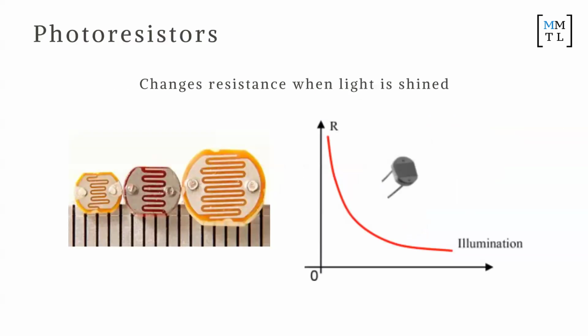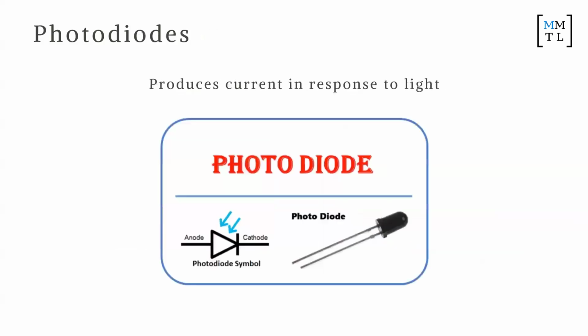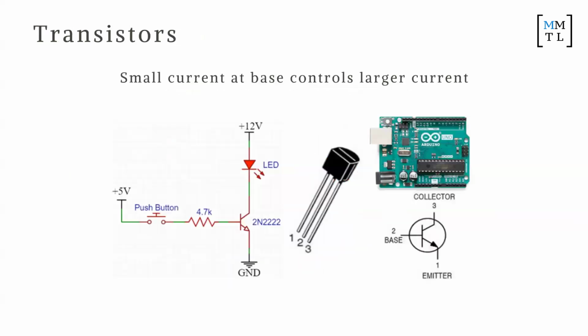Photoresistors. This changes resistance when light is shined on. Okay, so we'll actually get to play around with it later. Photodiodes, this produces a current in response to light, so just a different way of manipulating light to electricity.